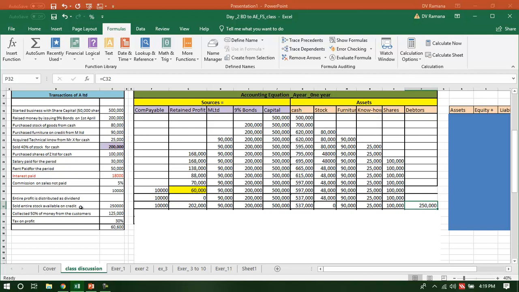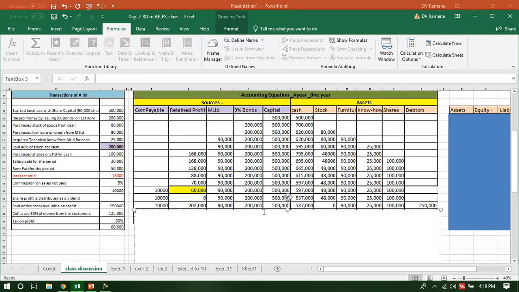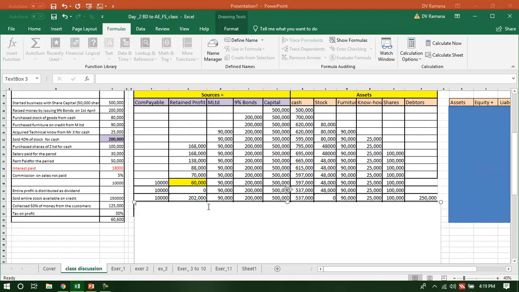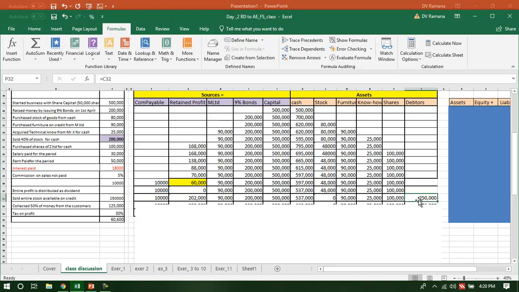You may ask a question, why are you recording the debtor? We are recording the debtors because of the accrual principle. The accrual principle says both cash and credit transactions should be recorded at the time of happening of the event. But since the stock has been sold at a higher price, there will be profit. So profit at this juncture is equal to sales minus the cost of goods sold because you have not made any expenses at this juncture. Now, debtor is an asset because we are going to collect money.